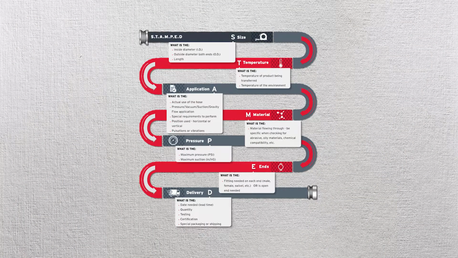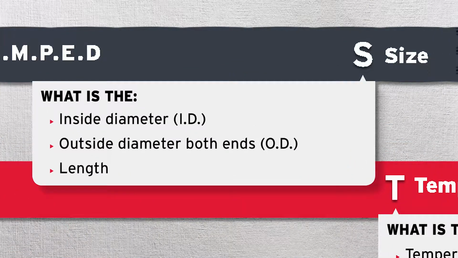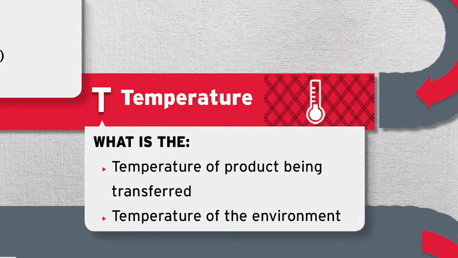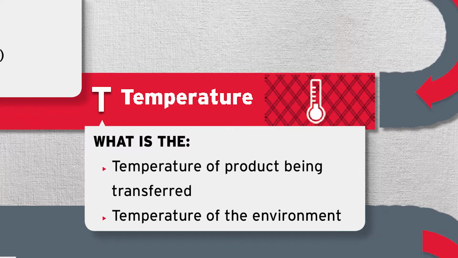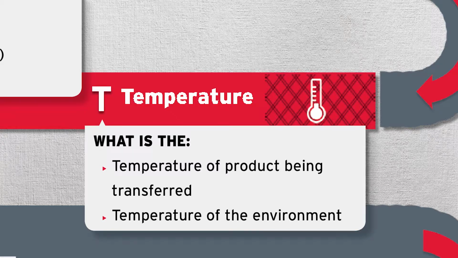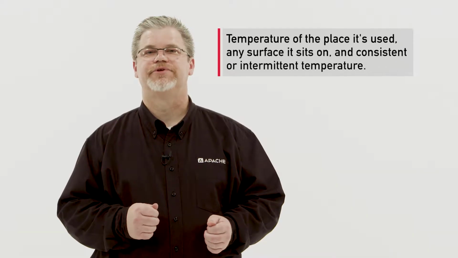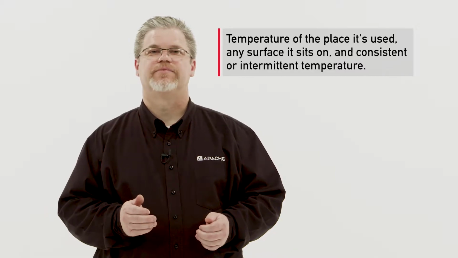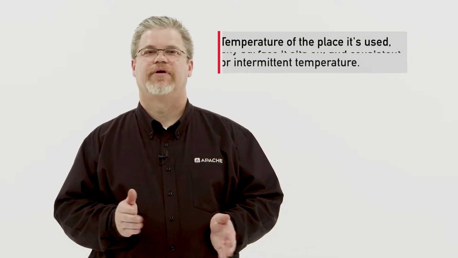When we're talking about size in regards to hoses, we are talking about the inside diameter, outside diameter, length, and thickness. When determining the specifications for a hose, we must also know what temperature of the material being conveyed will be, as well as temperature of the environment in which the hose will be functioning. This includes temperature of the place it is used, any surface it sits on, as well as whether the temperatures are consistent or intermittent. It is also important to note that temperature is not just about hot, but also about cold.